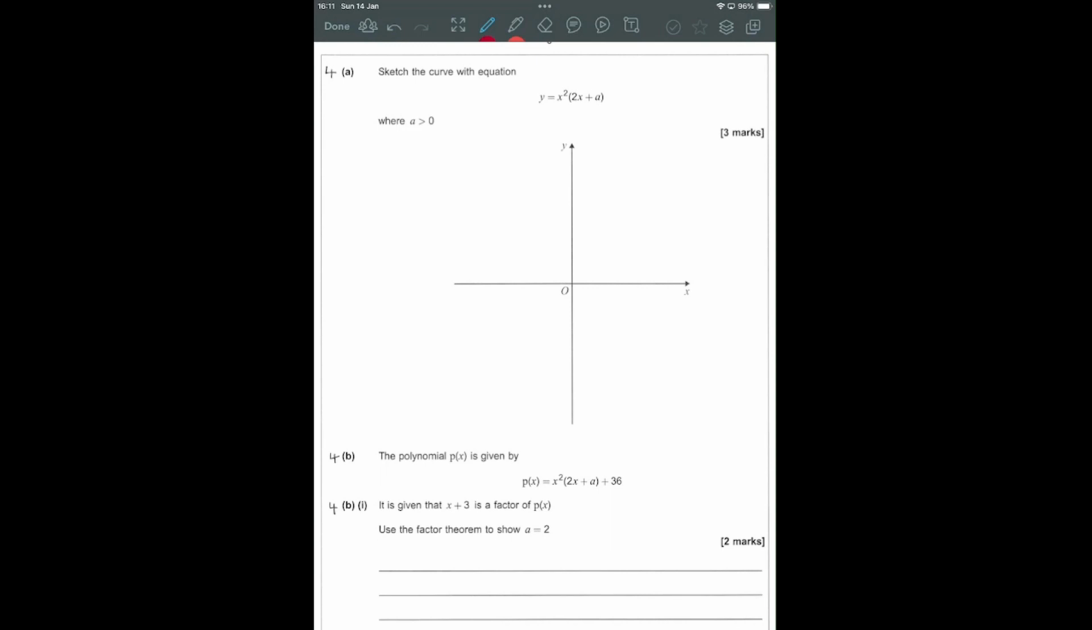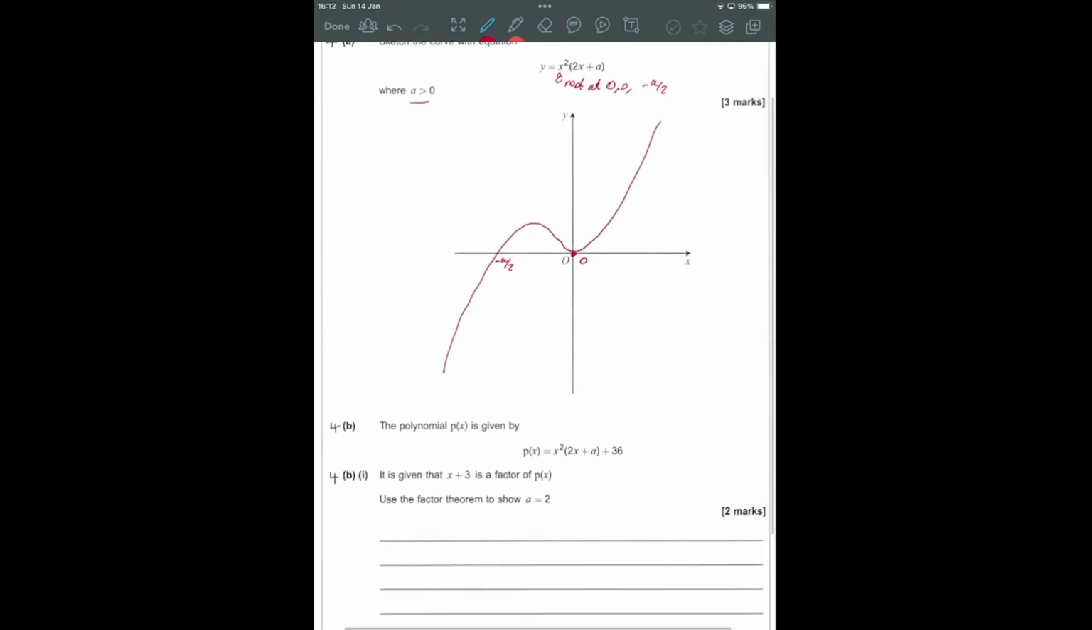Question 4, sketch that curve. Well, that's a cubic, and it is going to have a repeated root at 0. We know that a is positive, so the other root is at negative a over 2, which is negative because a is positive. So this is a cubic starting bottom left. We know it has a negative root, and a repeated root at 0. So I'm going to label the other root on. There's no y-intercept to label because we have a root at the origin.